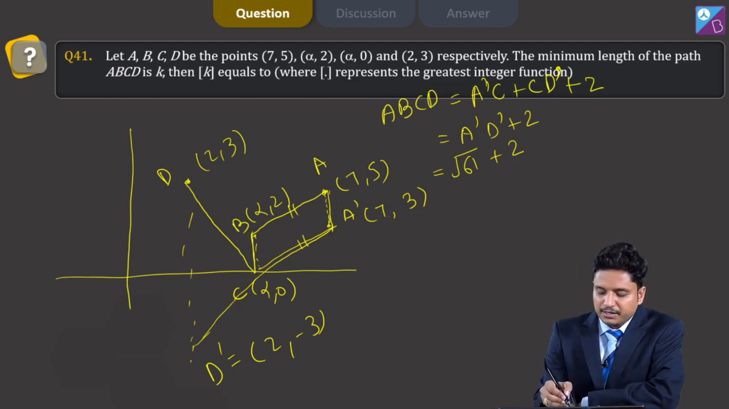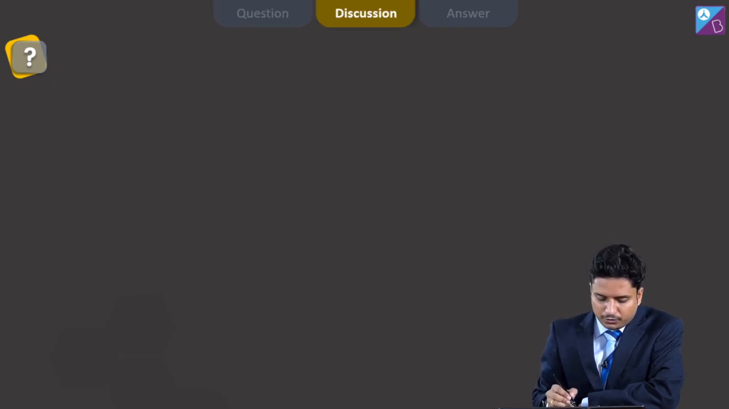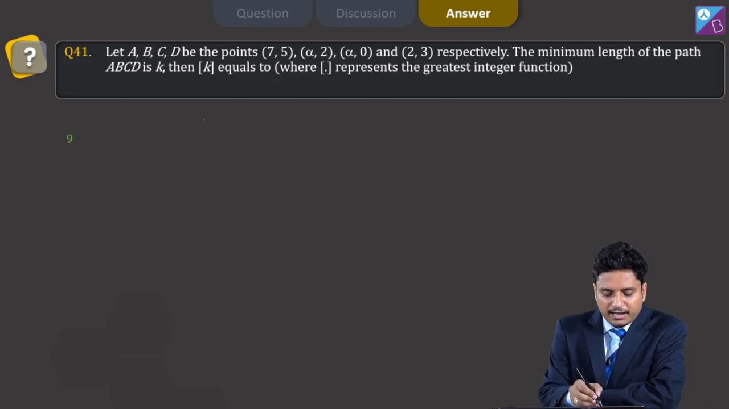So this is in between 7 to 8, and this is 2. So the whole quantity is in between 9 to 10. So we have to find the integer part of k, and k was lying in between 9 to 10. In fact not equal to, it was in between 9 to 10. So the correct answer for integer part of k will be equal to 9.